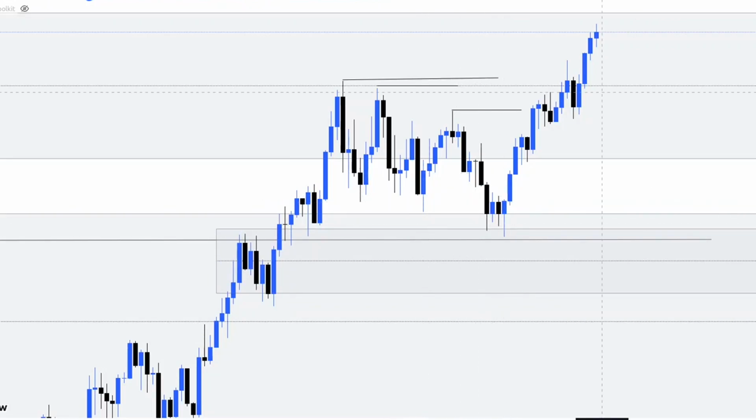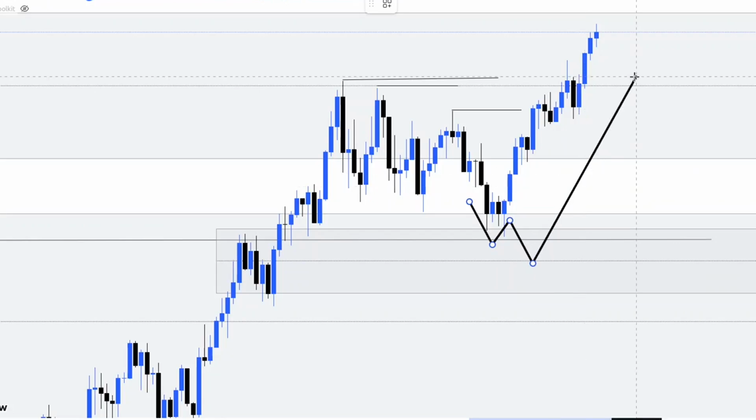I wait for price to come down like this, give me this leg, then put in this leg, and I wait for a sweep like this, then a move. This is the kind of price action I trade. So it's not that clear to me, so I did not trade it.